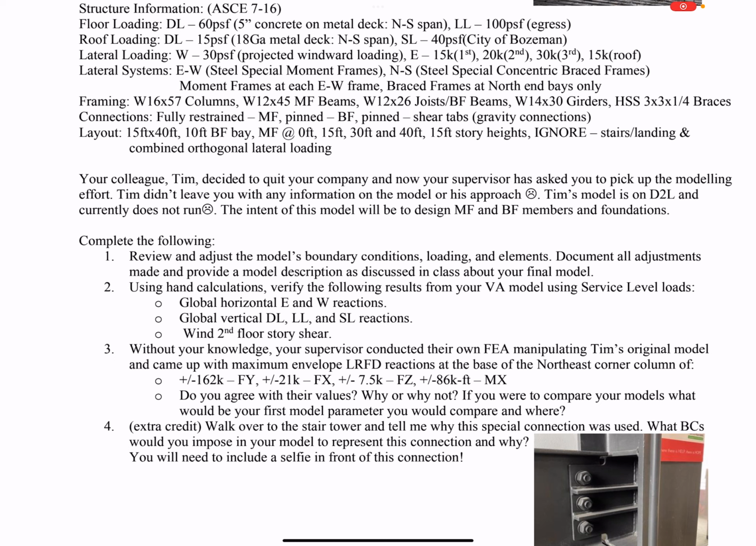You know the windward pressure on this building, right? You could then, based on the results you can pull out of VA, you could get, okay, how much load is going in at that story? And you need to confirm that with hand calculations, okay?